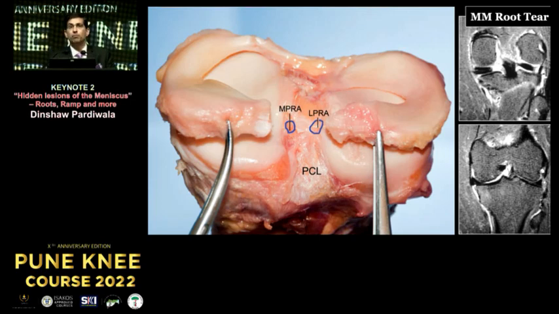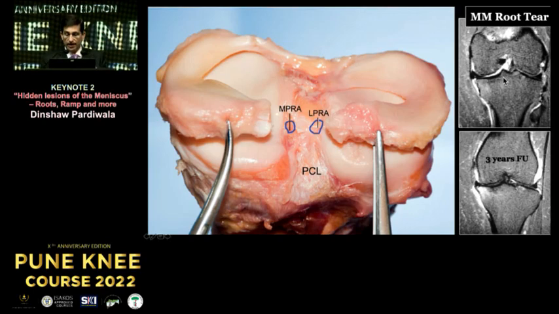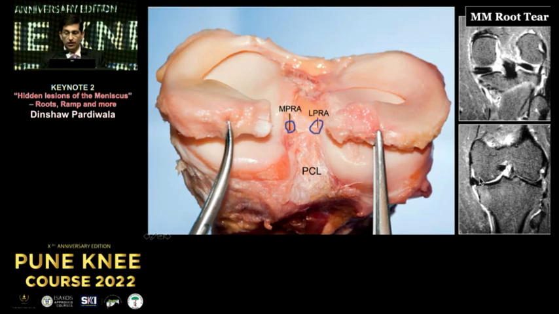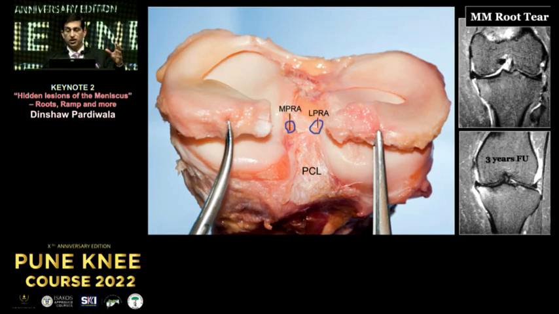Now, why are they important? The medial meniscus root, as we know, is the attachment into the bone. And when you get a root tear like this, there's going to be extrusion. When there's extrusion, the meniscus comes out, and you're going to have higher peak pressures. And in 3 years, you can see that this patient has gone from this state to a medial compartment osteoarthritic state.